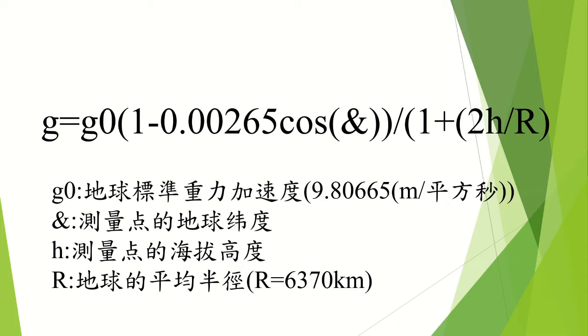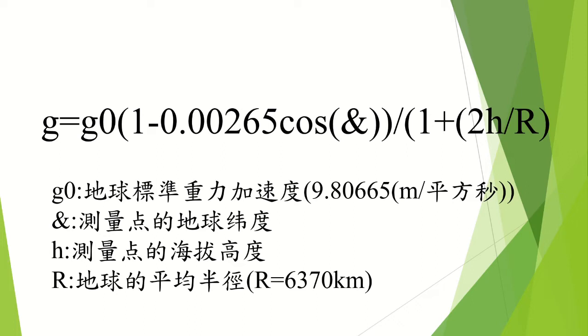H is the place's altitude. And R is Earth's average radius, which is 6,370 kilometers. From the equation for G, I chose 5 places that may represent different factors which affect the value of G. They are Taiwan, the equator, the North Pole, the Himalayas, and the Netherlands.